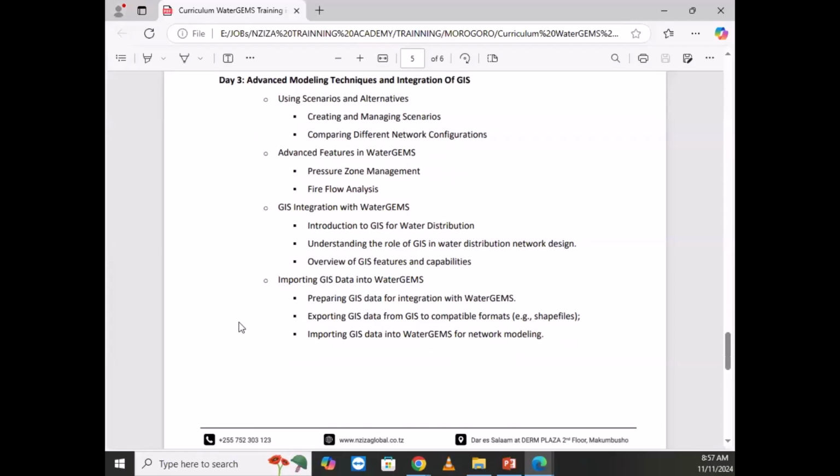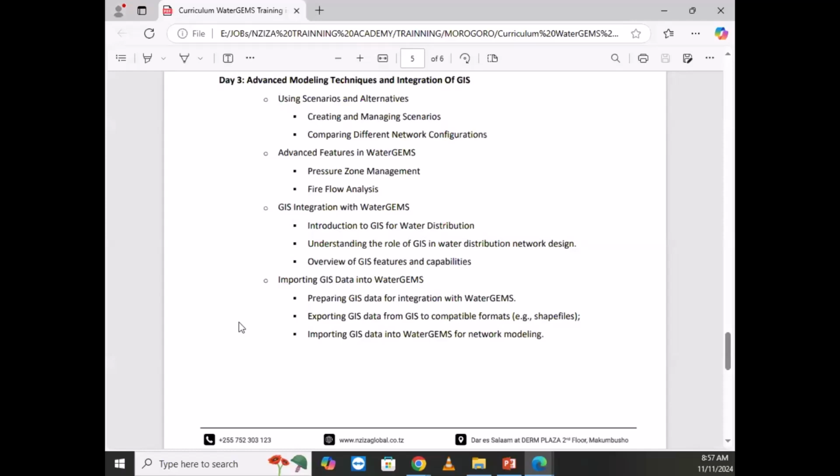WaterCAD, WaterGEMS, it's a good tool. As I told you, it's a modeling tool that will give you a real situation of your network. So there is a way of integrating it with GIS. To me, when you are working with WaterCAD, most of the time you will be required to add those geographical coordinates, geographical references. It's all about those references.